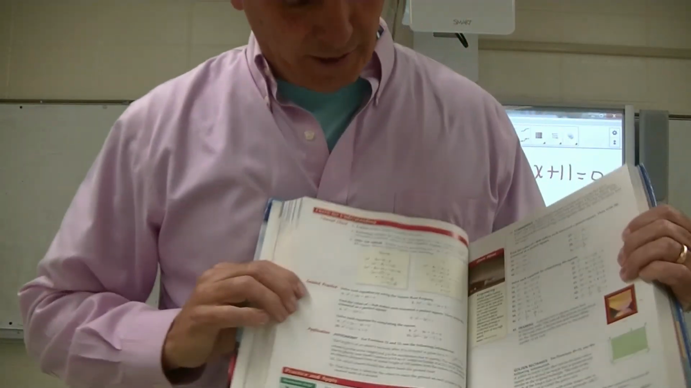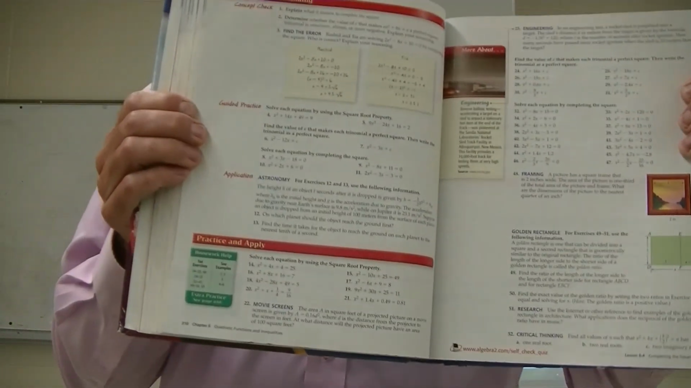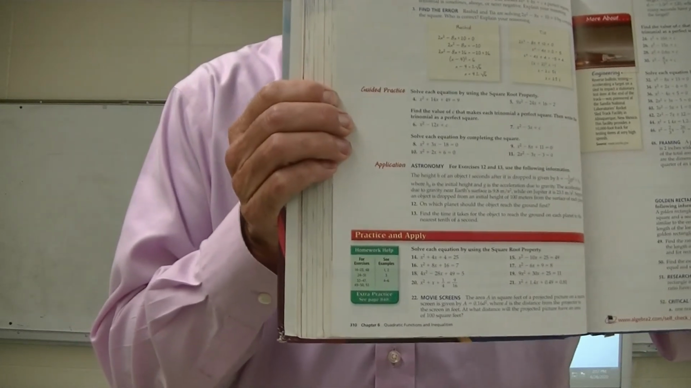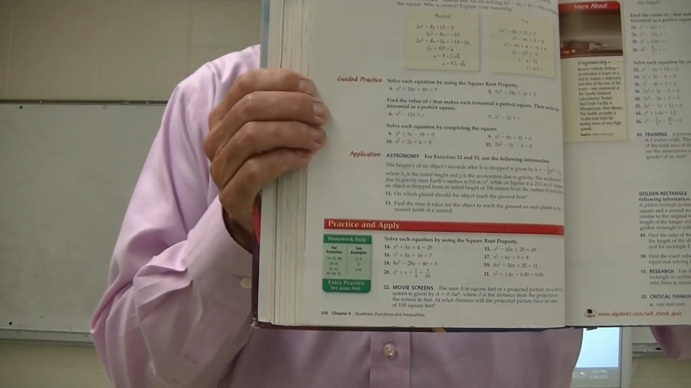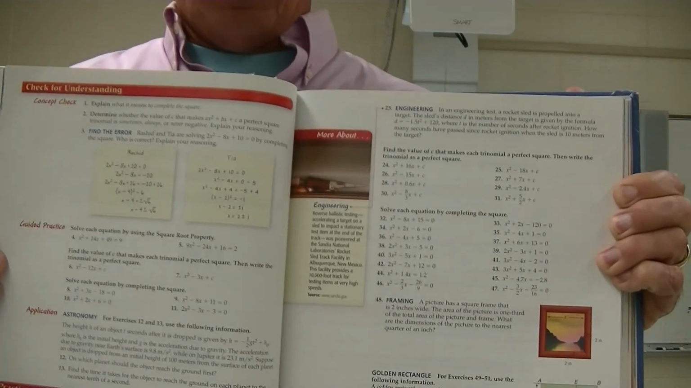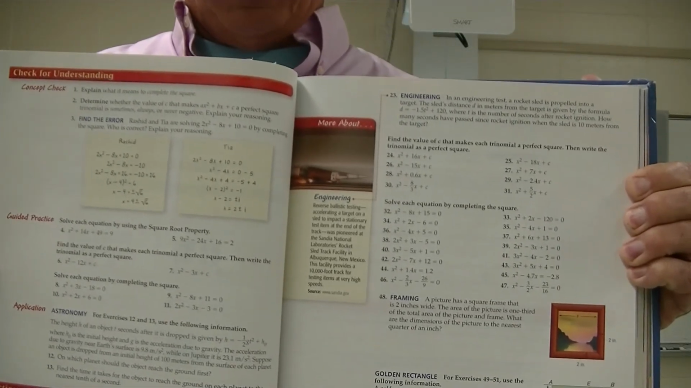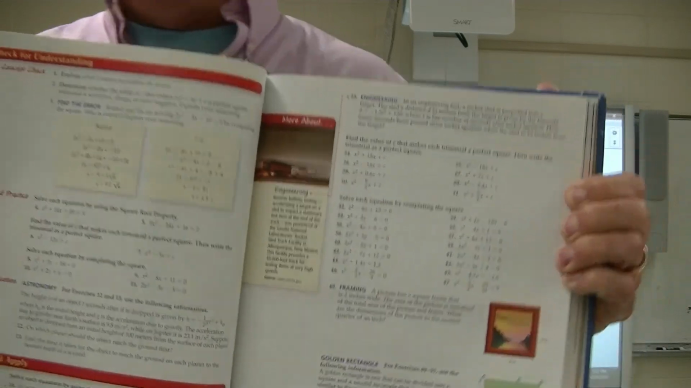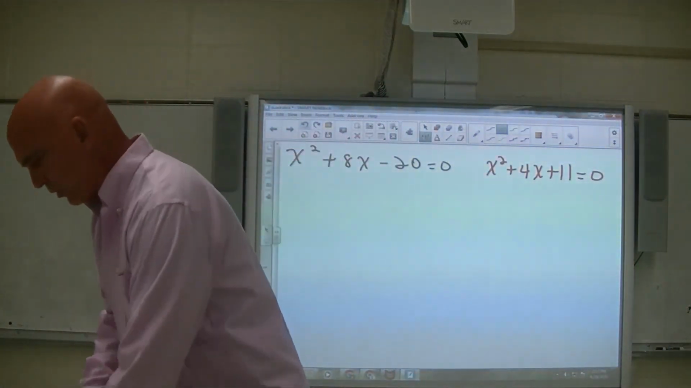All right, the category today is solving quadratic equations by completing the square. Solving quadratics by completing the square. I'm going to try to get you some book here, and just in case I forget to do it later on, here's some problems that we're going to do.